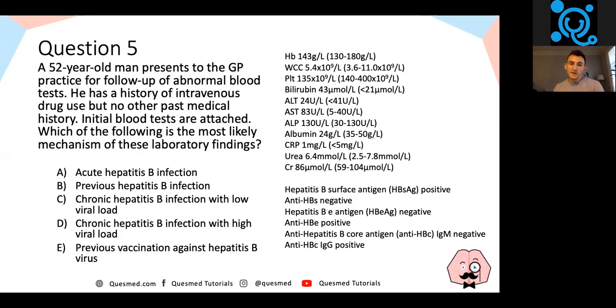So question 5, 52-year-old man presents to the GP practice for follow-up of abnormal blood tests. He has a history of intravenous drug use, but no other past medical history. Initial blood tests are attached. Which of the following is the most likely mechanism of these laboratory findings? So you've got quite a lot of investigations to read through there on the right of the screen.